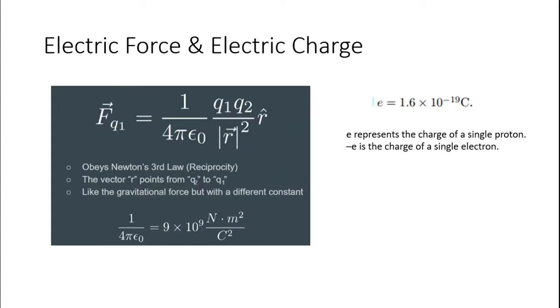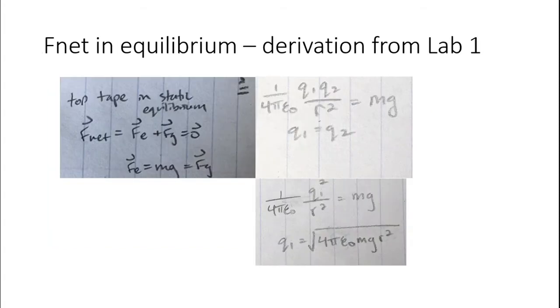For some background information, this is the electric force equation with its constants and characteristics shown on the screen. Note E is a fundamental physics constant. These are the derivations we will recycle from Lab 1, where as a point charge, the two tapes are in static equilibrium and the corresponding charge can be solved for like so.